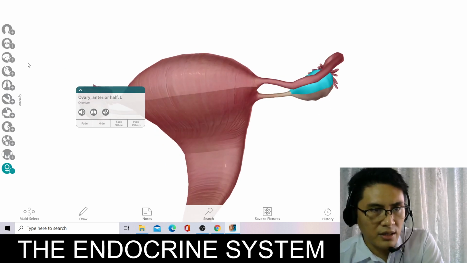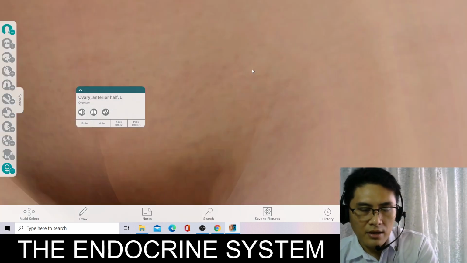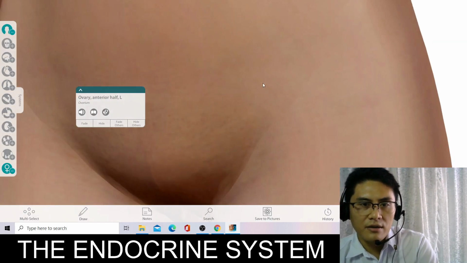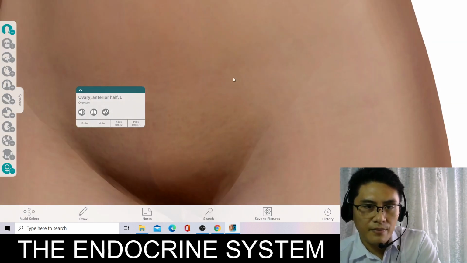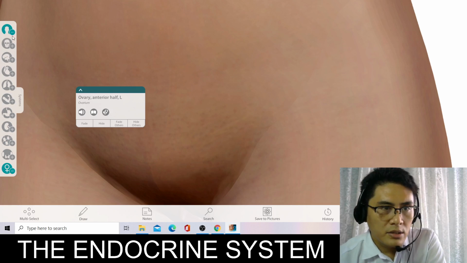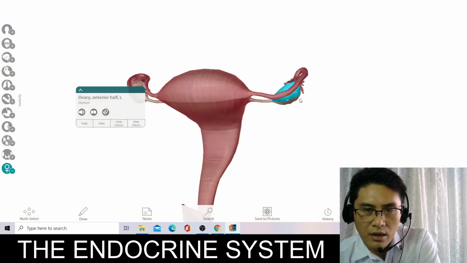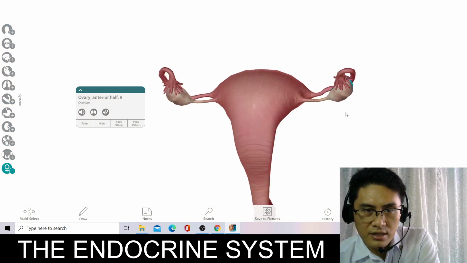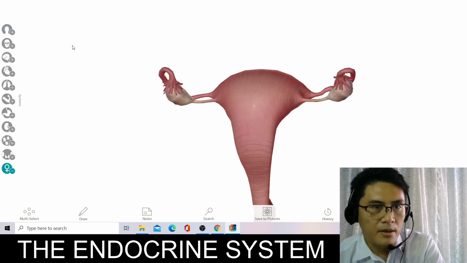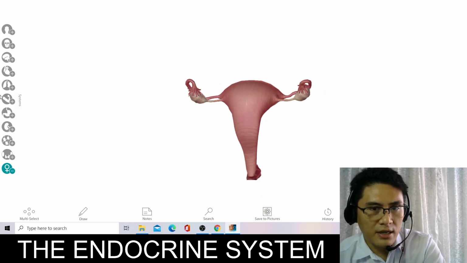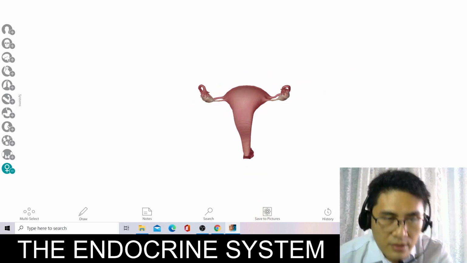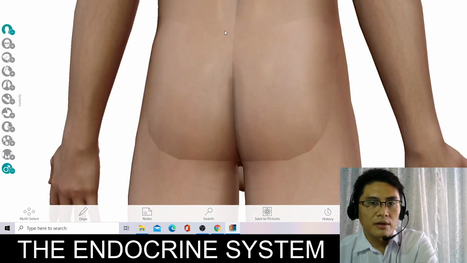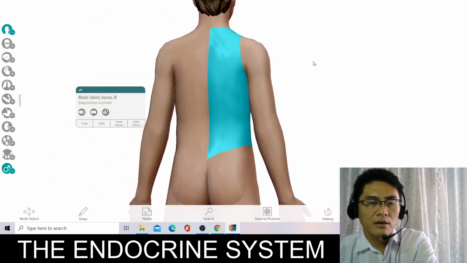Okay, so if you bring in the skin just for perspective, it's near this area here, right? So these are the two ovaries, right? These are the two ovaries here. Okay, so let us now zoom out.